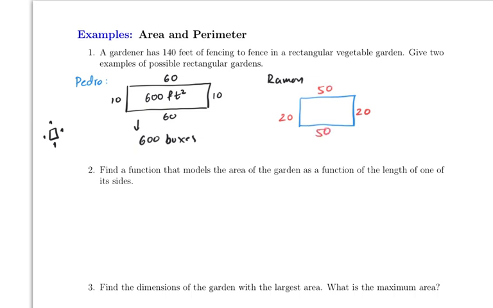Now, how much is 20 times 50? It is 1,000. So therefore, at this point, which one is more efficient? The shape that Pedro did or the shape that Ramon did? Well, clearly it's Ramon's.